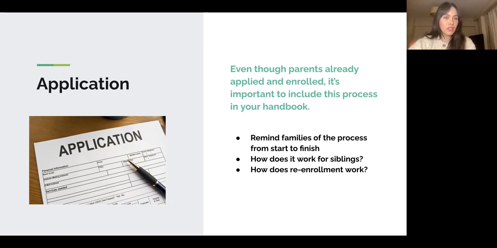How does application work for siblings? Because maybe they have a younger child that they'd also like to enroll, a younger sister or brother. And how does re-enrollment work? So do you have rolling re-enrollment at your school? What is the process? Are there deadlines? All of this you can talk about in the application section of your handbook.